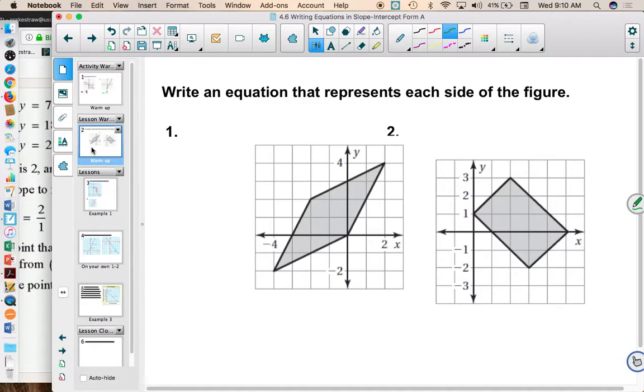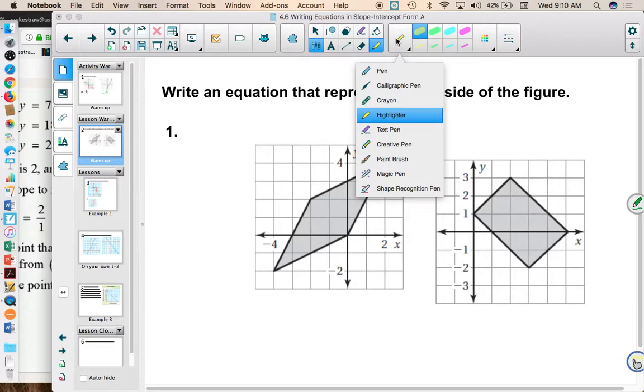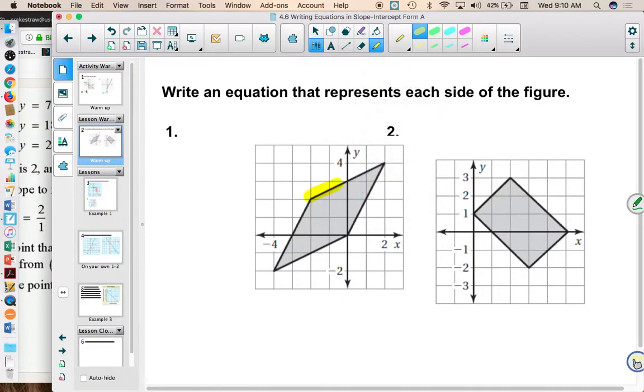Now, got a picture. Write an equation that represents each side of the figure. So I'm going to look right here, and we're going to start out with this piece right here. And we're going to write an equation for that piece. Okay? So before I can write the equation, don't I have to write the slope? Yeah. And I know if on that one that I have highlighted, what is the slope of that portion? Justin. 1/2. Justin says my M is 1/2.